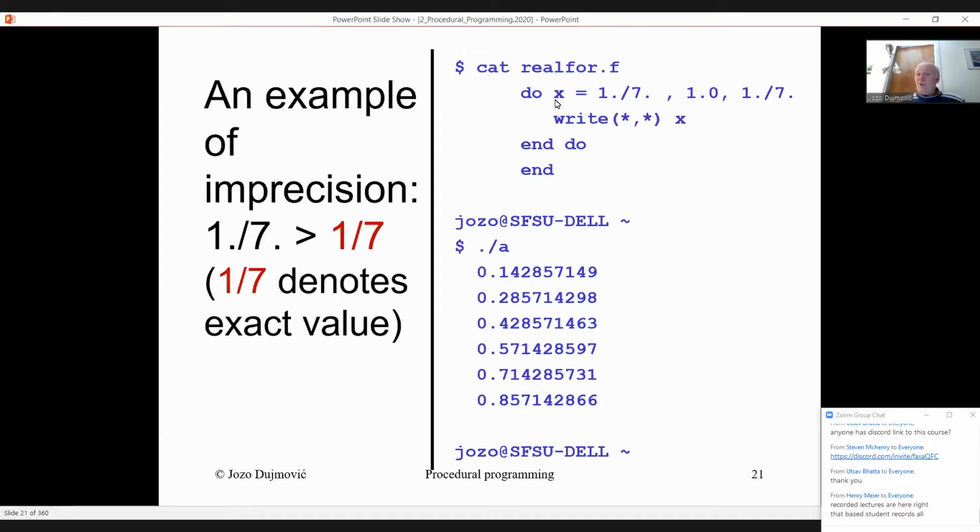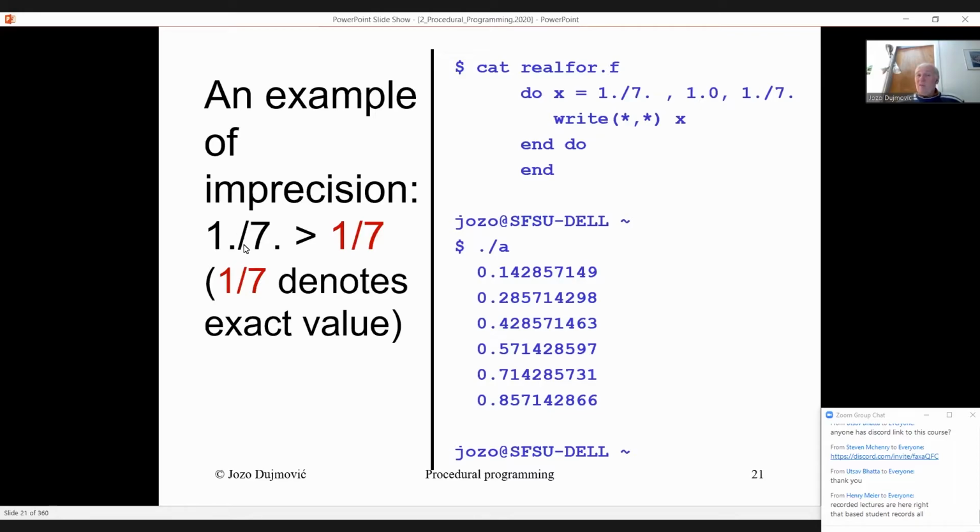Therefore, if you write a program like this one here, where I have a do loop in Fortran that is going from 1 divided by 7 to 1, with step 1 divided by 7, and I'm writing this x. So I'm going to get 1 divided by 7 is 0.14, 2 divided by 7, 0.28, and so on and so forth. But I'm not going to get 1. So this here is 6 divided by 7, but 7 divided by 7 is not printed. So what is the reason for that? Because I want to go with step 1 over 7 up to 1.